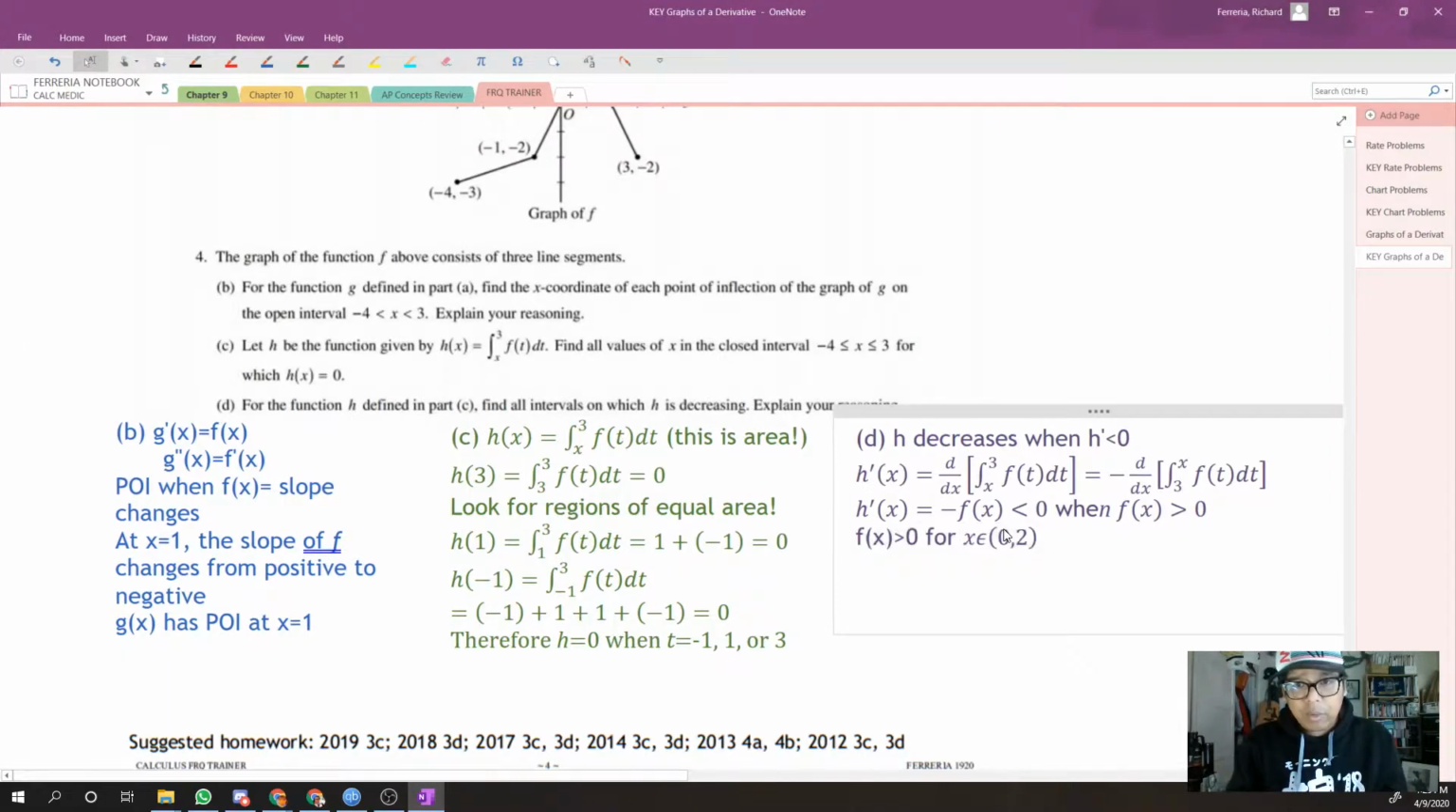F of x is greater than 0 when x is between 0 and 2. So if x is between 0 and 2, f of x is greater than 0, so negative f of x is less than 0, so h prime is less than 0, therefore h is decreasing. You kind of unwind that logic backwards. Therefore, h is decreasing when x is between 0 and 2.